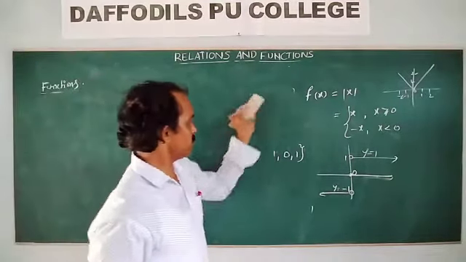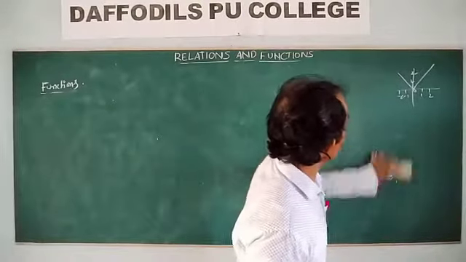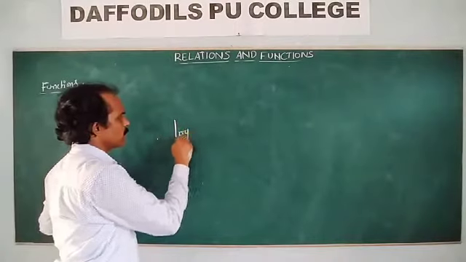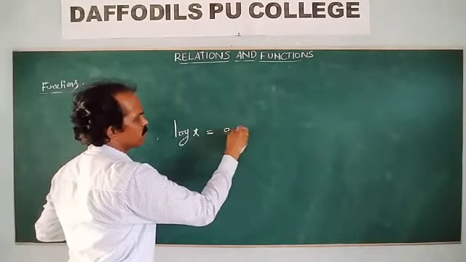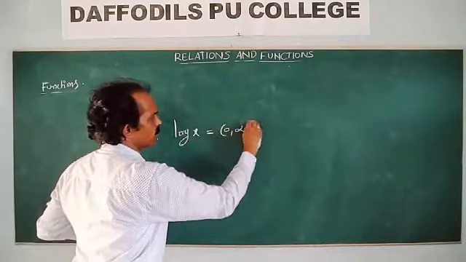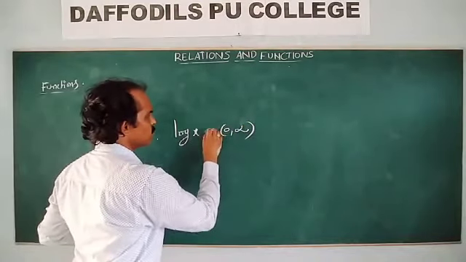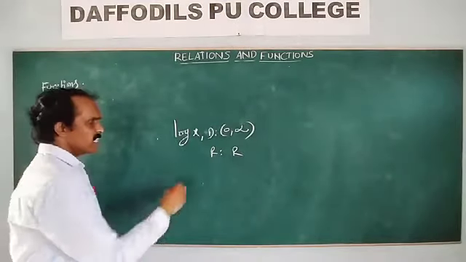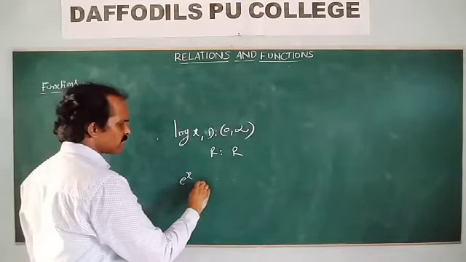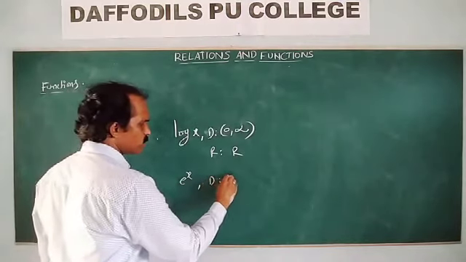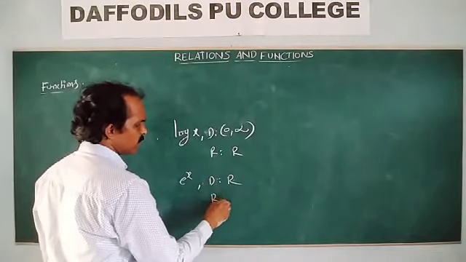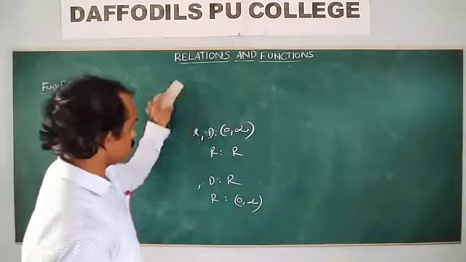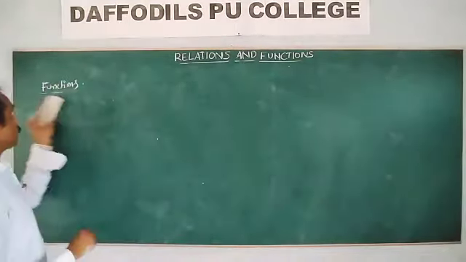Very important. And logarithmic function and exponential function are also there. What is the log function? Logarithmic function domain is 0 to infinity. This is the domain, and range is real numbers. Exponential function domain is real numbers, and range is 0 to infinity. So these are the types of functions.